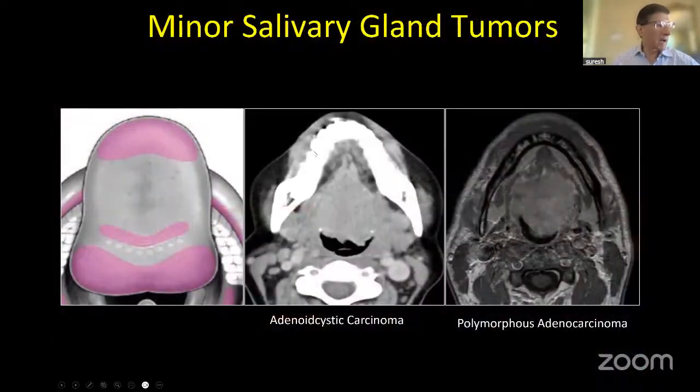We know that the most common tumor to involve the oropharynx is going to be squamous cell carcinoma, but we also know that there are small rests of minor salivary gland tissue.